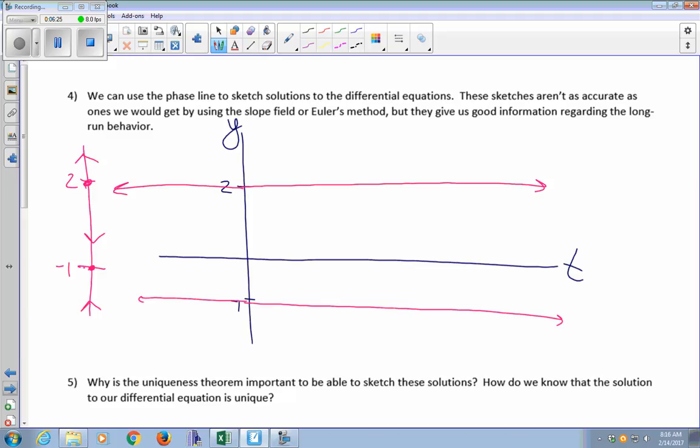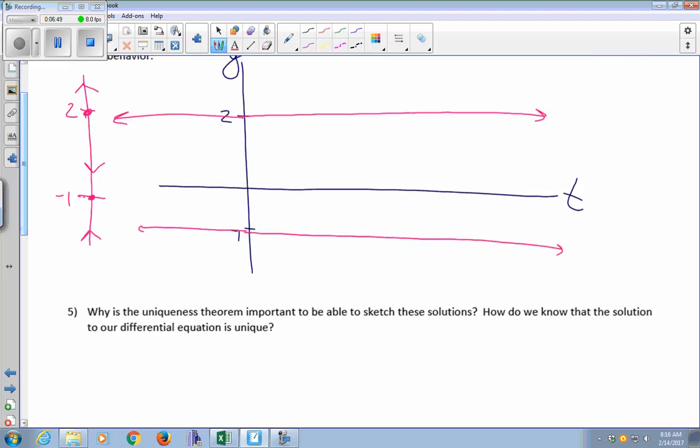And then because I know the sign of the slopes, I know what the function is doing, right? If the slope is positive, what does that tell you about the function y? If dy/dt is positive, then y of t is increasing. Remember that from Calc 1? So I know no matter what my initial condition, if it's smaller than -1, the function is going to be increasing from left to right.